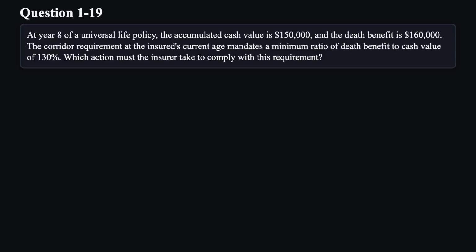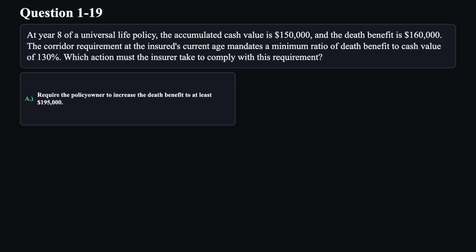Question 19. At year 8 of a universal life policy, the accumulated cash value is $150,000, and the death benefit is $160,000. The quarter requirement at the insured's current age mandates a minimum ratio of death benefit to cash value of 130%. Which action must the insurer take to comply with this requirement?